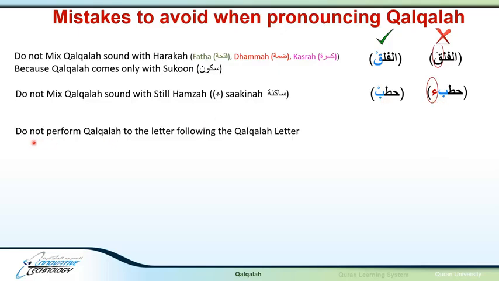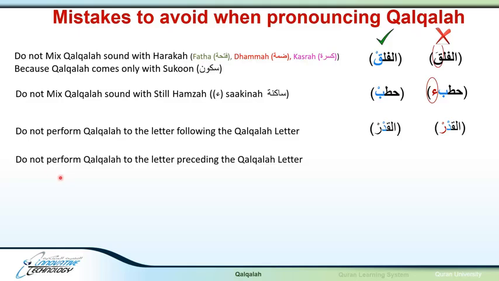Next mistake, do not perform qalqalah to the letter following the qalqalah letter. Like here, the qalqalah letter is the dal sakina in the middle of the word. So we say al-qadr, but we shouldn't add a vowel or qalqalah to the following letter. That is wrong, and the right way of saying it is al-qadr. Similarly, don't perform qalqalah to the letter preceding the qalqalah letter. So neither the one following nor the one preceding.